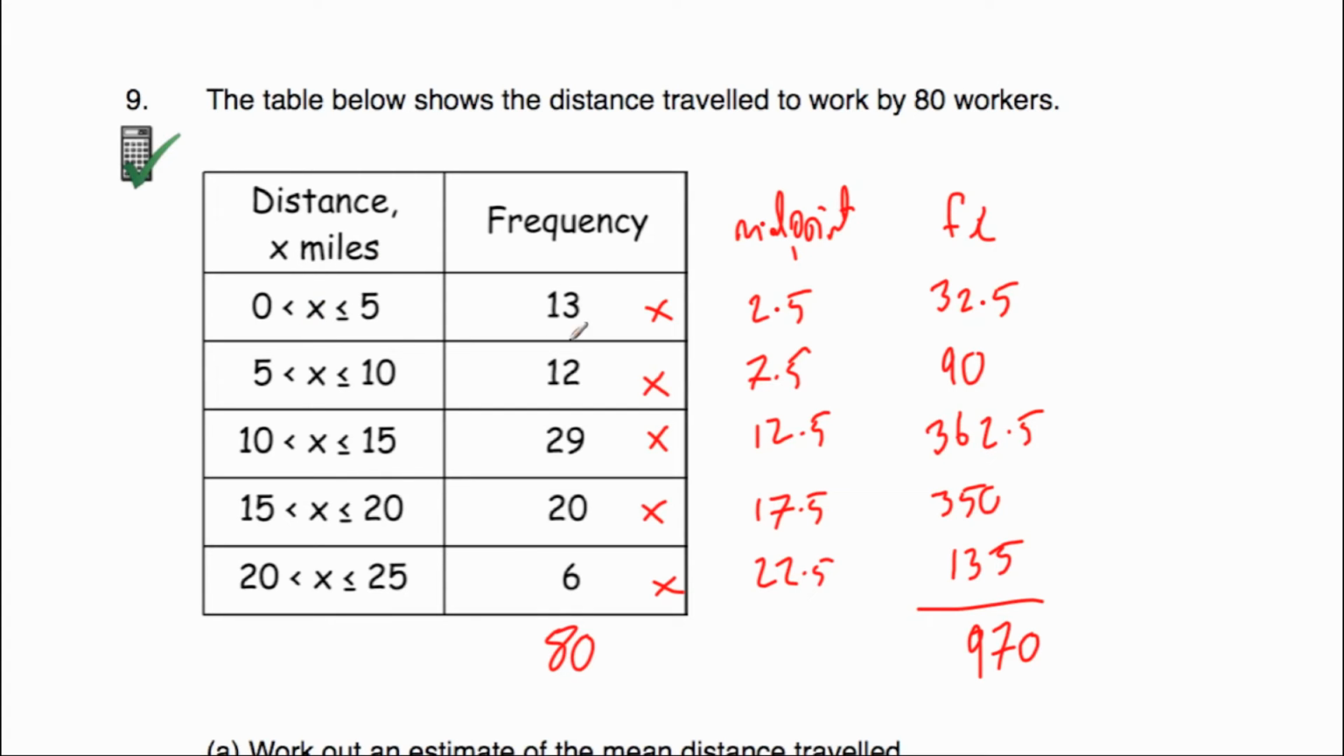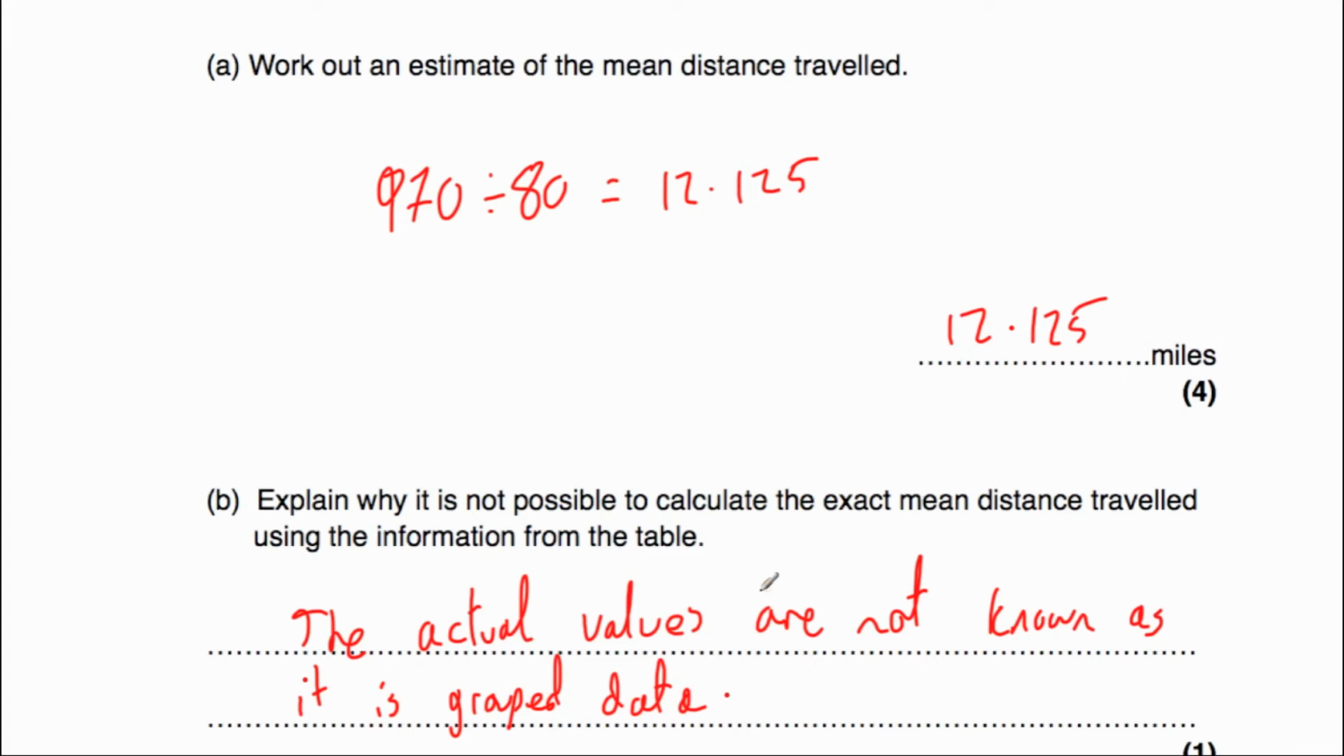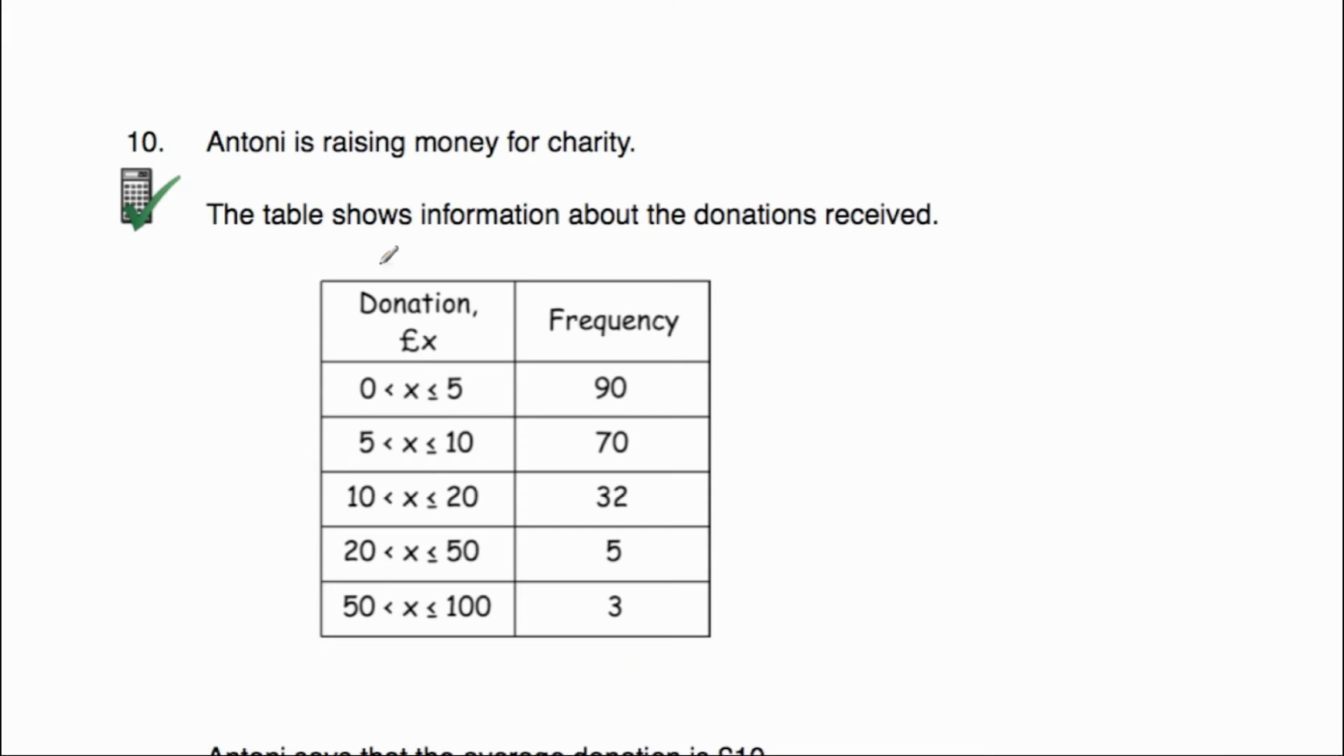but we don't actually know how far each one of these 13 people travelled, and that applies to all of them. What we're doing is we're using the midpoint of 2.5 miles, 7.5 miles, and so on to help us estimate it. So because it's group data, we don't actually know the values, and we would just write that down. And I've just written the actual values are not known as it is group data, so that's why we can't work it out. Okay, so let's have a look at question 10.